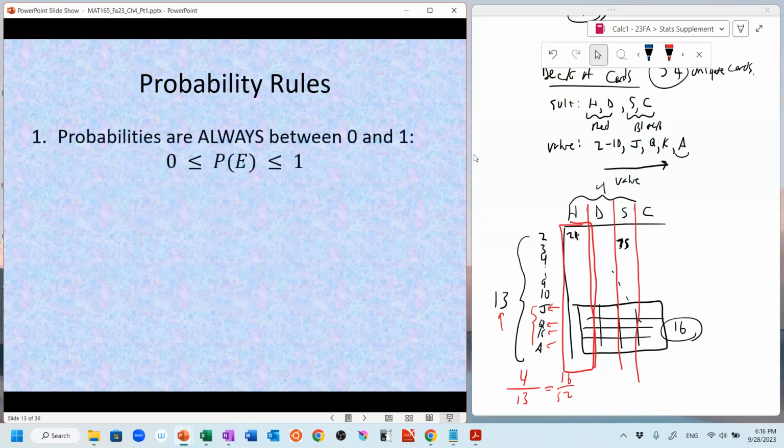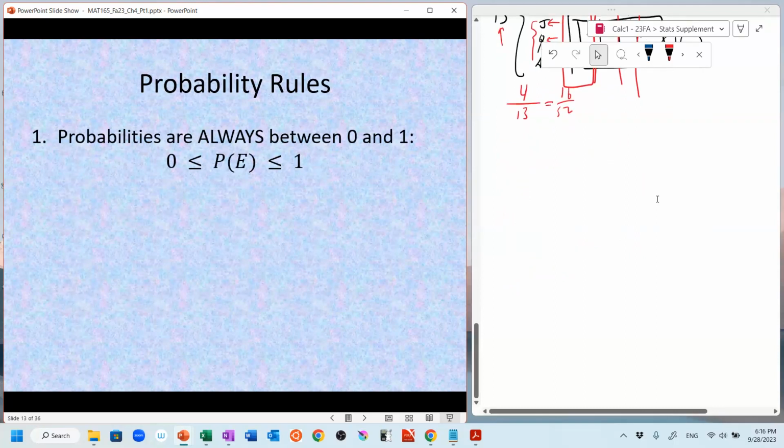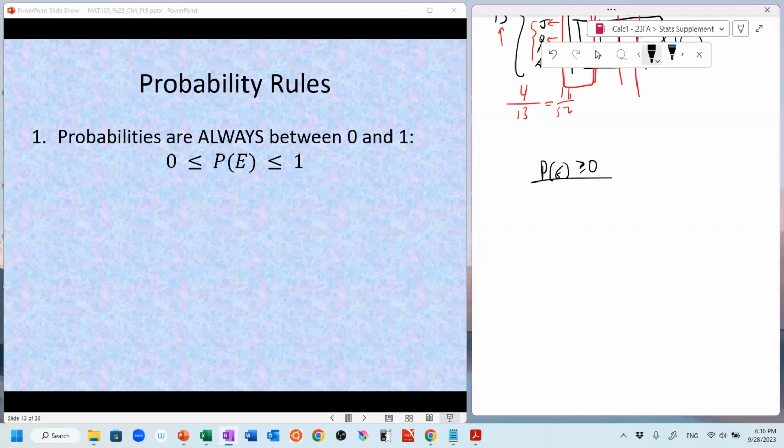Okay, so some probability rules. These are rules or properties. These are things that are always true about probabilities. Probabilities are always between 0 and 1, inclusive. So this is clear from the calculation, right? So why is the probability non-negative? Why does that have to be bigger than or equal to 0?